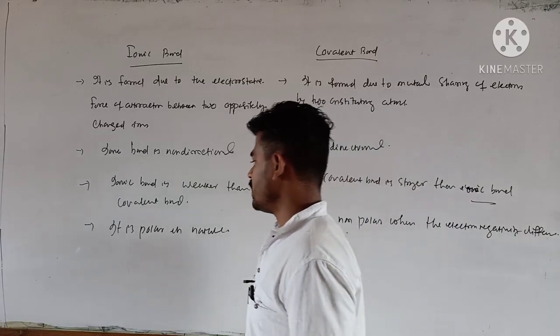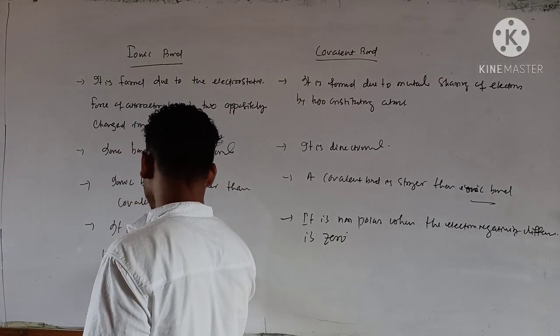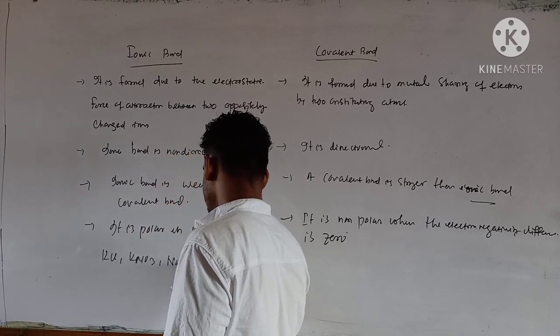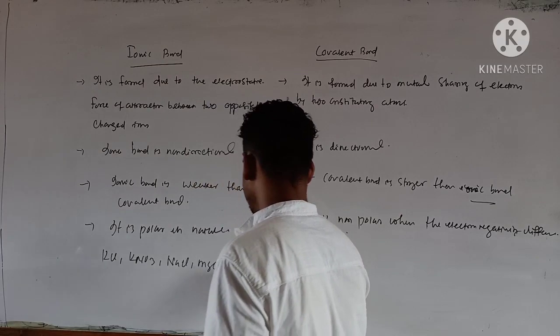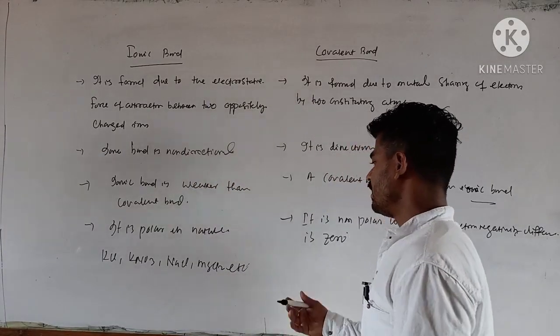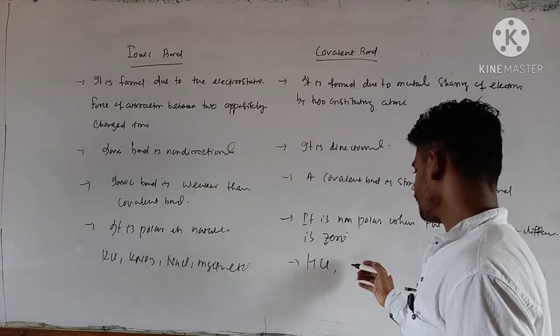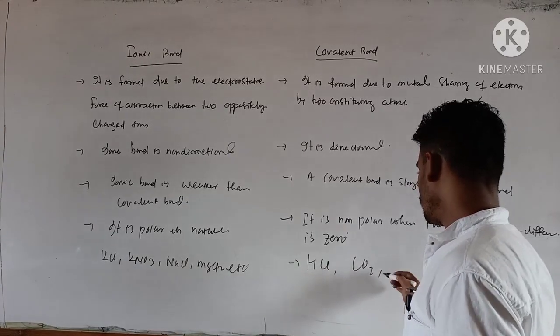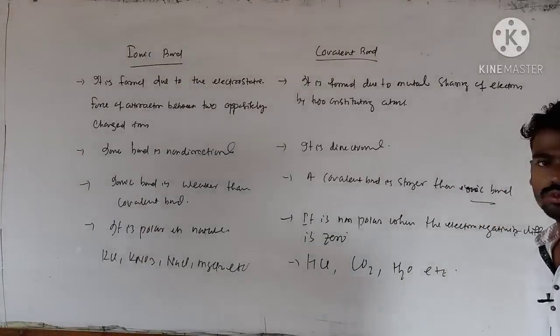So if you consider examples, these are KCl, KNO3, NaCl, MgCl2, etc. These are the examples of ionic compounds. And covalent compounds are HCl, CO2, H2O, etc. These are the covalent compounds. Clear?